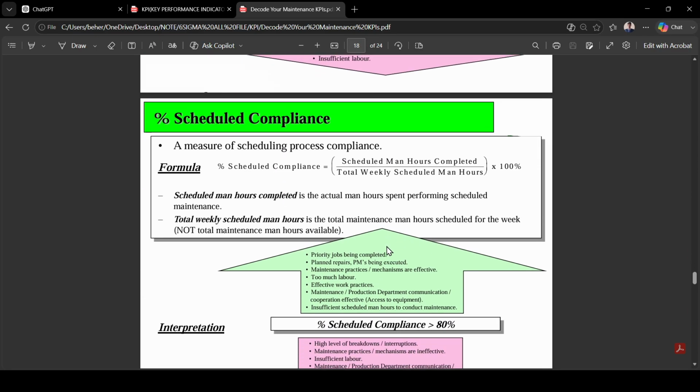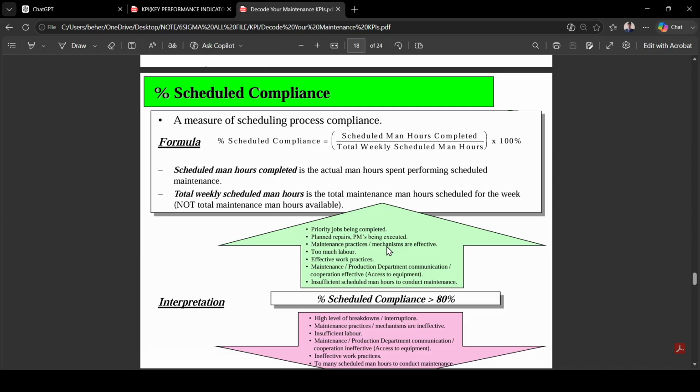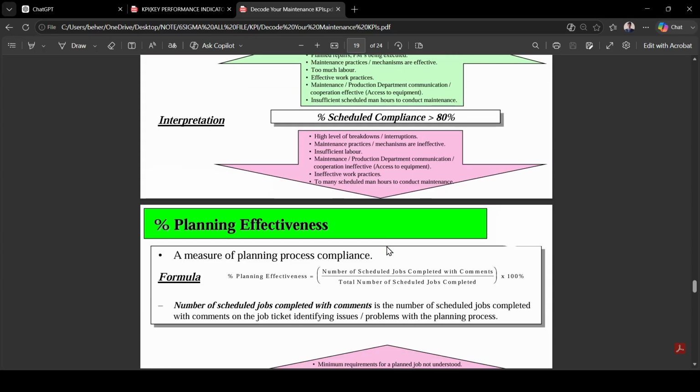So percentage schedule compliance. A measure of scheduling process compliance. Percentage schedule compliance equals scheduled man hours completed divided by total weekly scheduled man hours, times 100%. Scheduled man hours completed is the actual man hours spent performing scheduled maintenance. Total weekly scheduled man hours is the total maintenance man hours scheduled for the week, not total maintenance man hours available.